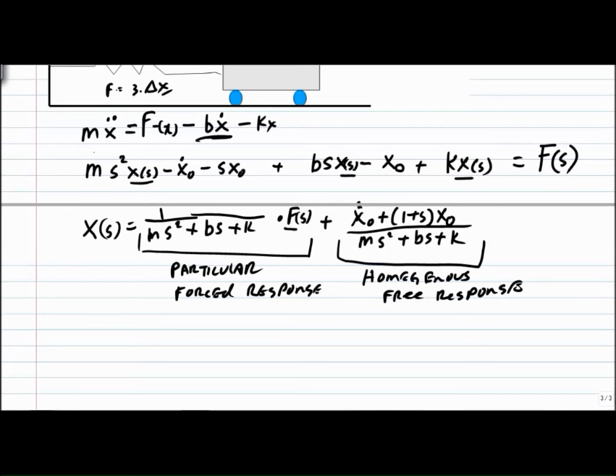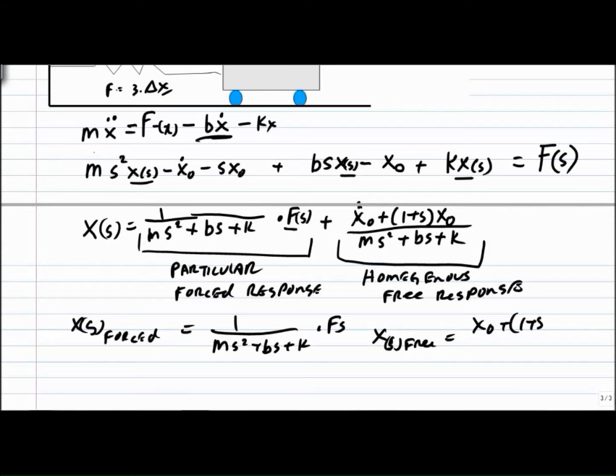Okay? And then what I would do, like I said, I'll rewrite them. So I'll say X of s forced equals 1 over ms squared plus bs plus k times F of s, and X of s free equals x0 plus, 1 plus s x0 dot, all over the same denominator.